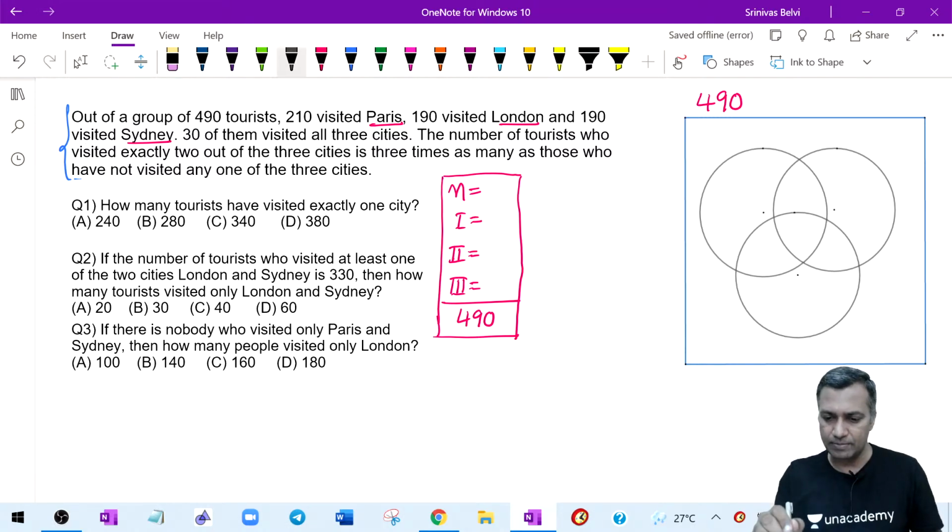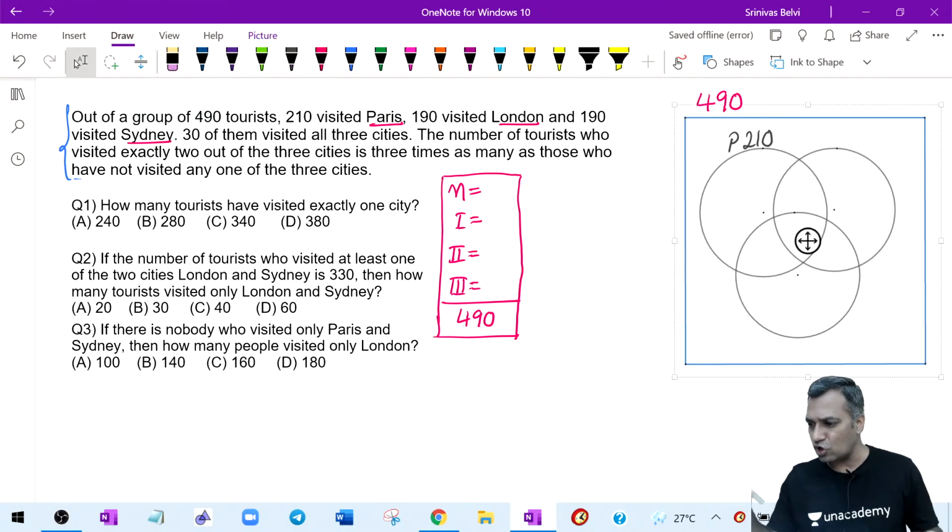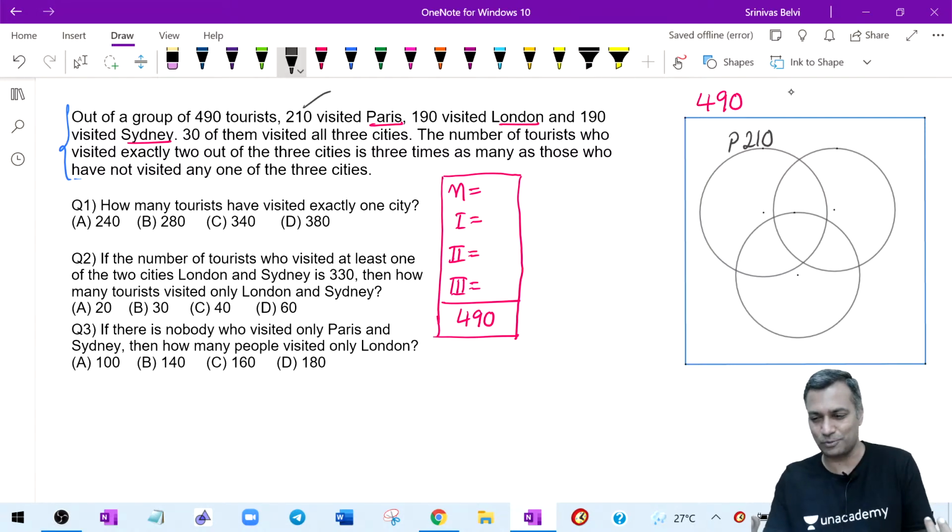Fair enough. Now let me go to the zonal theorem. Where are my support numbers? Paris 210. Out of 210 visited Paris. Sir, should I draw this diagram and write? Absolutely not. You don't have to draw this. You can simply note it down. It's a region. Now you know that it's a support number. 210 is a support number. 190 is a support number.